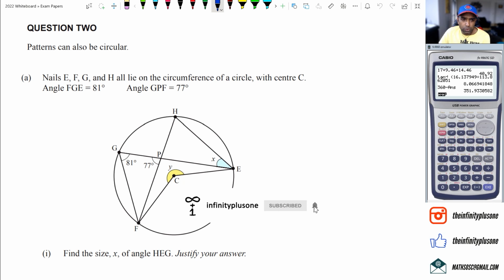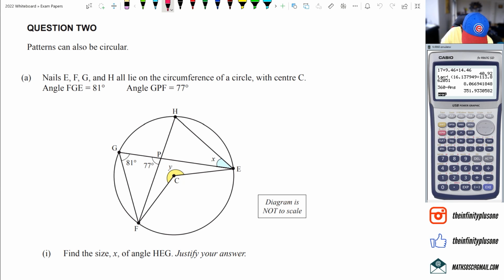All right guys, on to question 2. With question 2a, what we're being asked to find is the angle x first, and it also asks us to justify our answer. So I'm going to do this a couple of ways. I'm going to figure out what angle HPE is first, and I'll call this little p for now. I'm also going to calculate this little angle, which is PHE, and I'll put that as little h for now.